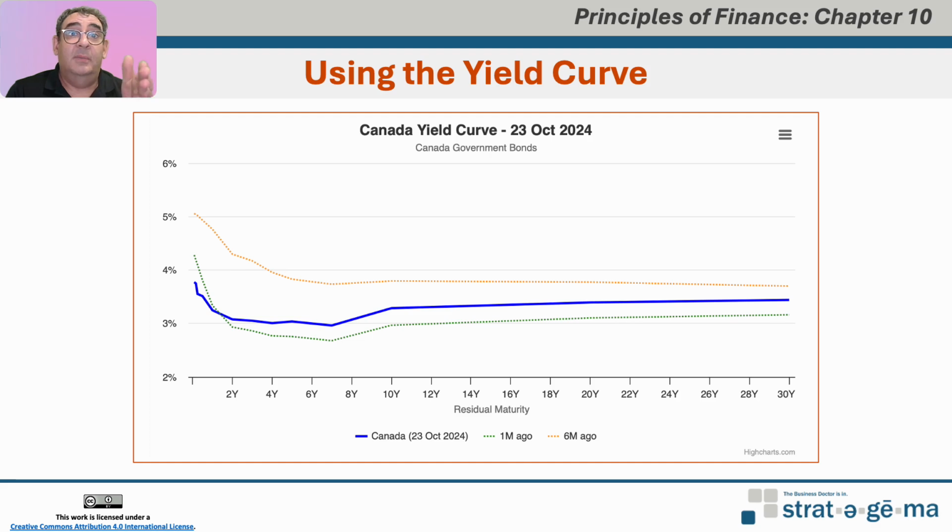Short-term bonds today are expected to yield around, let's say, 3.8%. A month ago, that was a little over 4%, and 6 months ago, that was a little over 5%. And then the longer we look into the future, the lower the expected return on those bonds. So there's something going on, and this suggests that we might be looking at some recessionary pressures.